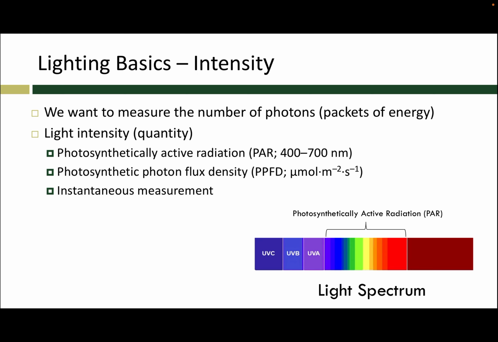And so when we're measuring how many photons are available within this specific range, the term that will be used is photosynthetic photon flux density, or PPFD. Again, we're looking at how many micromoles of photons are available specifically within that PAR range to the plant every second. And so this is what's referred to as an instantaneous measurement.